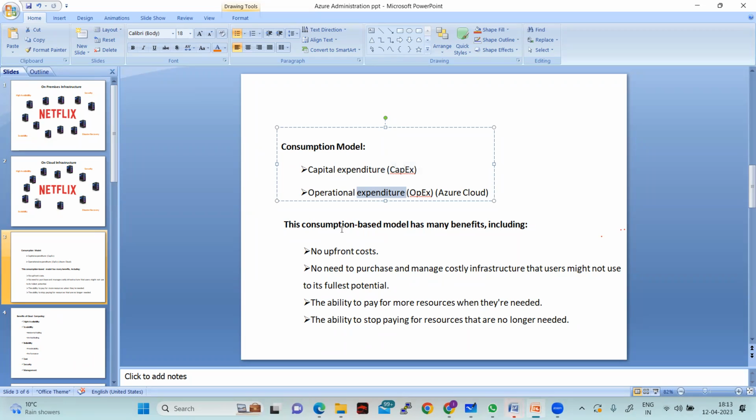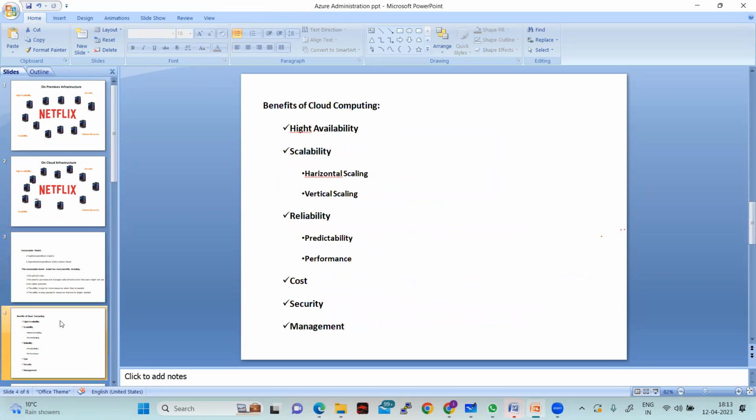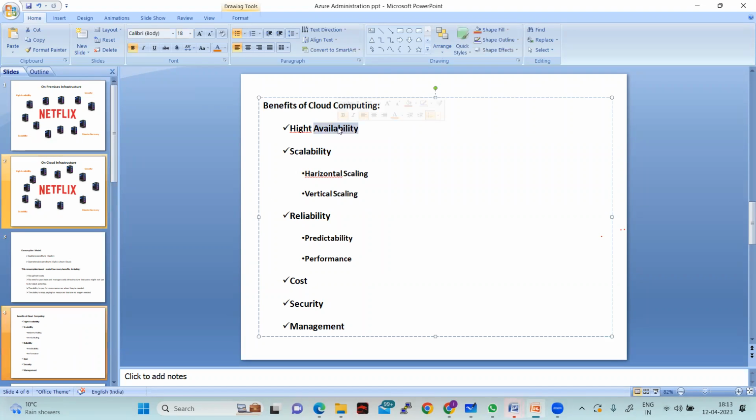Now, of course, this consumption model has the benefits which I told you. If you don't use and don't pay, all these things are of course available, information if you really want to know. And then let's go to, again, the benefits of cloud computing. So as I told you, if you're using the services from the cloud, you have high availability. You also have scalability, as I've told you. But we also have horizontal scaling and vertical scaling. I will talk about horizontal scaling and vertical scaling hands-on, so we will have real practice on what exactly they are. I will talk about that in practical.